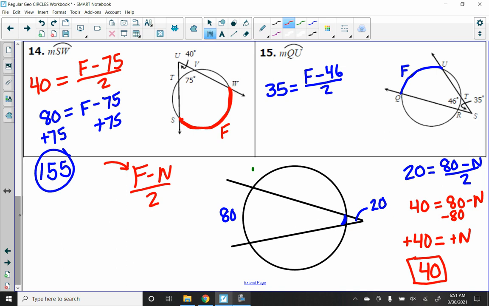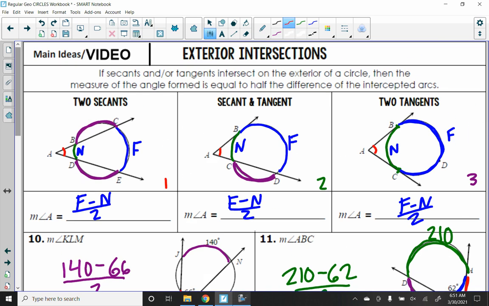All right, so there's your exterior intersection video.